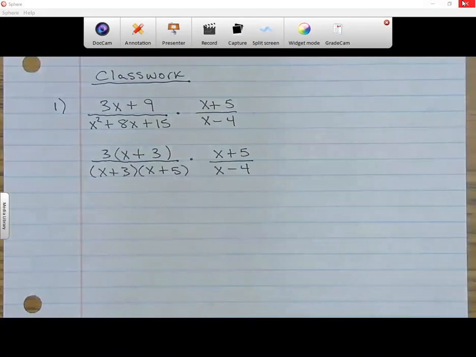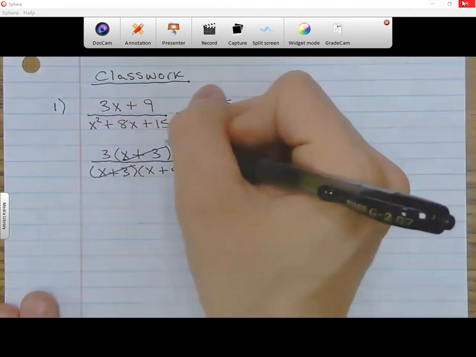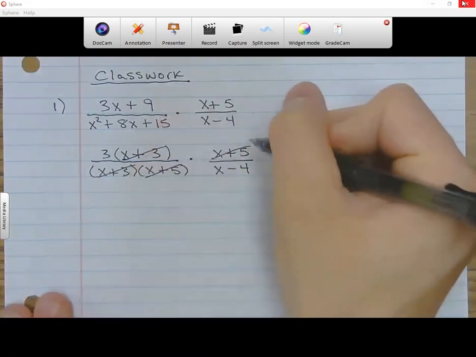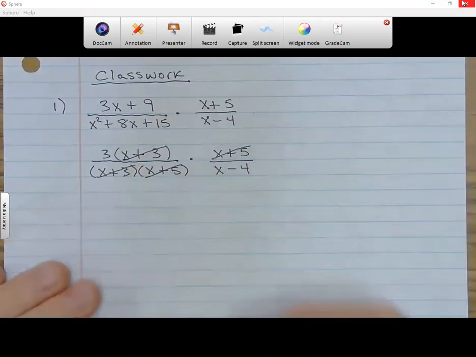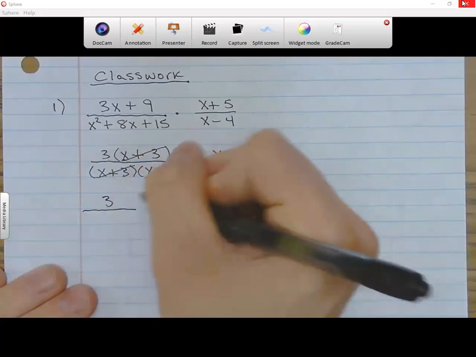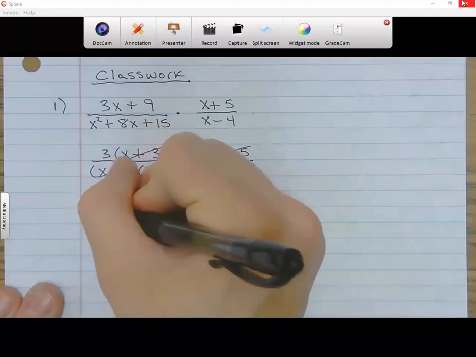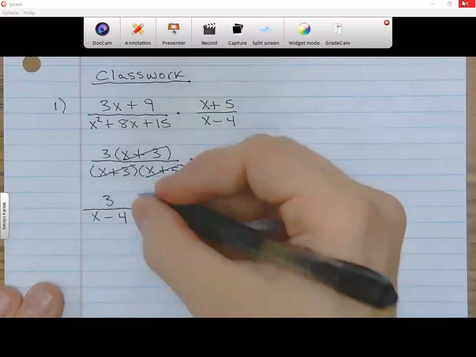Okay. Now, what's the same on the top and bottom? What can we cancel out? Well, we can cancel out the x plus 3's, right? Because those can cancel out. They're the same. If there's ever the same thing on the top and bottom, you can cancel them out. And what else can cancel out? The x plus 5's, right? So those are gone. Now, what am I left with at the top? I have a 3. And what am I left with at the bottom? The x minus 4. I can't do anything else, so I'm done.